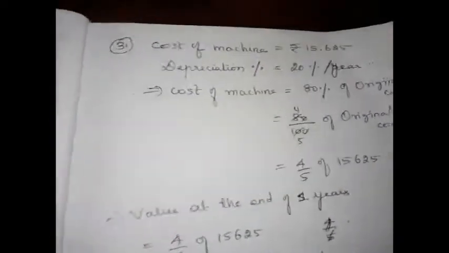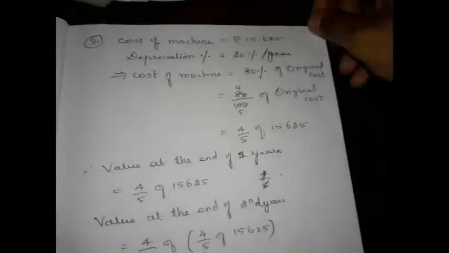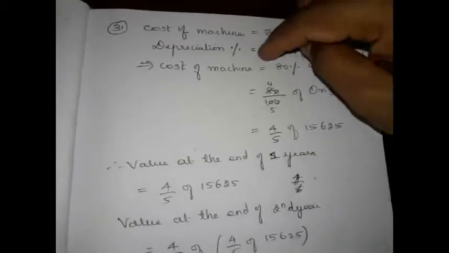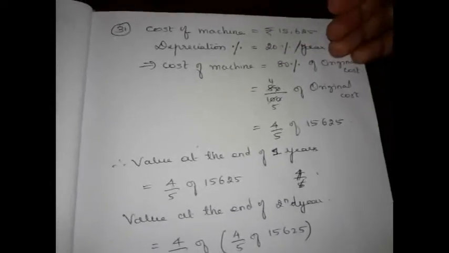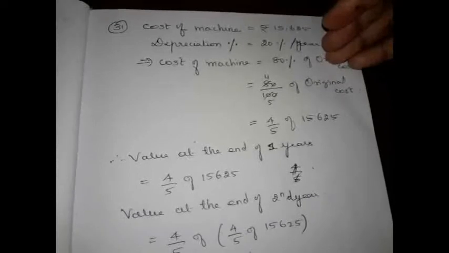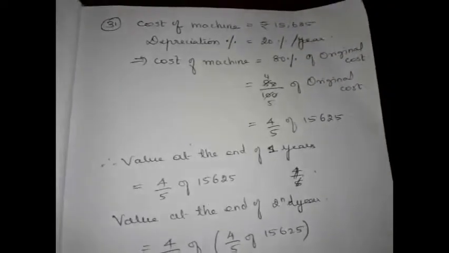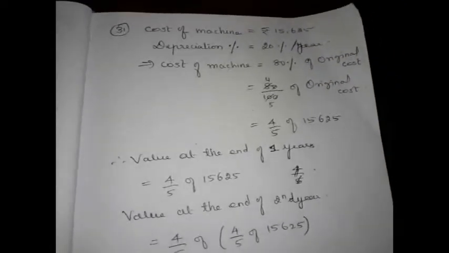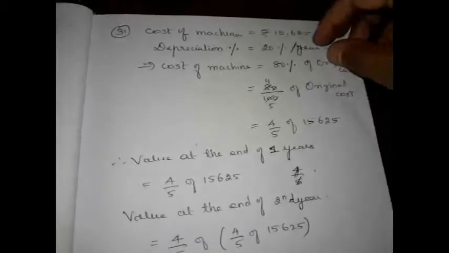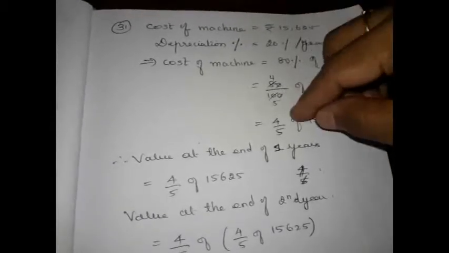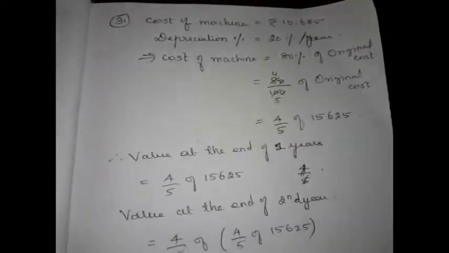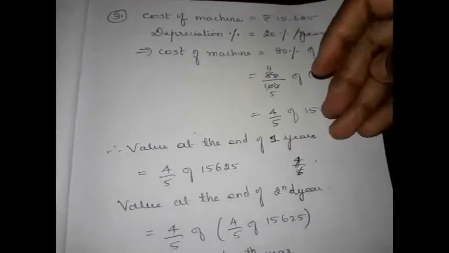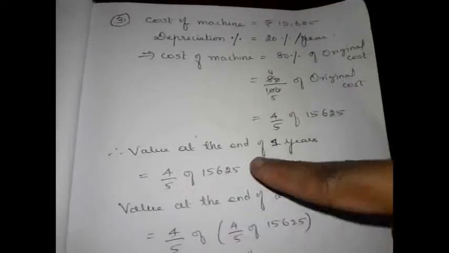So the cost of the machine is 15,625 and the depreciation percentage is 20%. So 20% of its value is getting reduced. So what is the cost of the machine every year? 80% of the original cost. 20% less than, what does it mean? 80% of the cost. What is 80%? 80 divided by 100, which is 4 by 5 of this 15,625. So the value at the end of the first year, how much will it be? 4 by 5 of this.